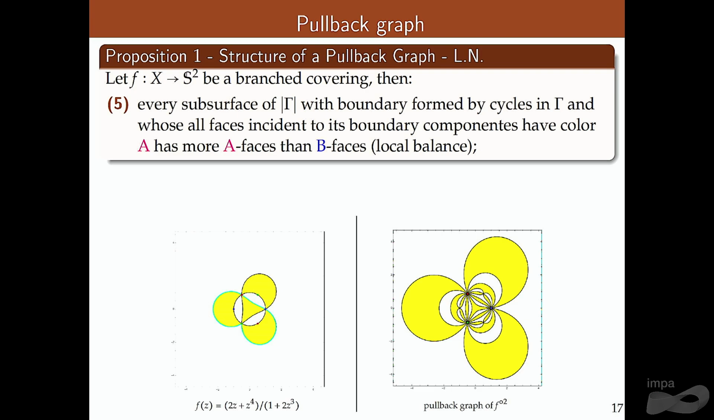And here is the pullback graph of the second iterate of this map. When your post-critical curve is invariant, then the preimage of that curve by any iterate will also give you a pullback graph, because by the invariance, the critical values will be on that base curve, okay?